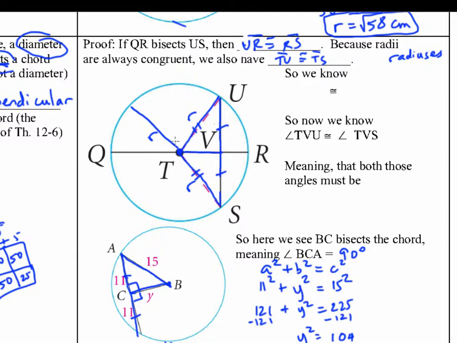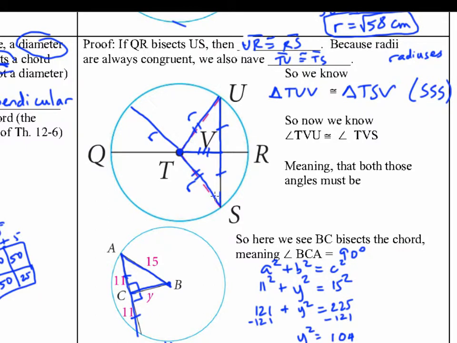Also, don't forget, if I draw this line right here, I've got two different triangles. By the reflexive property, I know that TV is congruent to TV. So look at these two triangles. They are clearly congruent by side, side, side. So triangle TUV is congruent to triangle TSV. Why is that? By SSS. Now remember, if the triangles are congruent, all the parts are congruent by CPCTC.